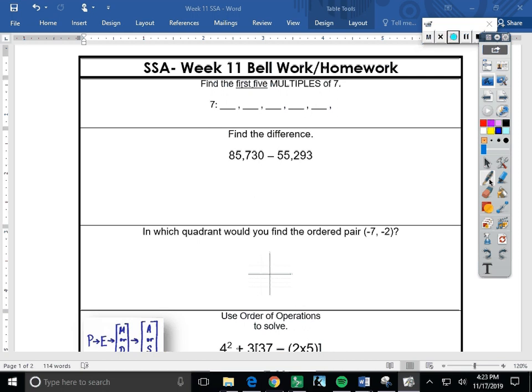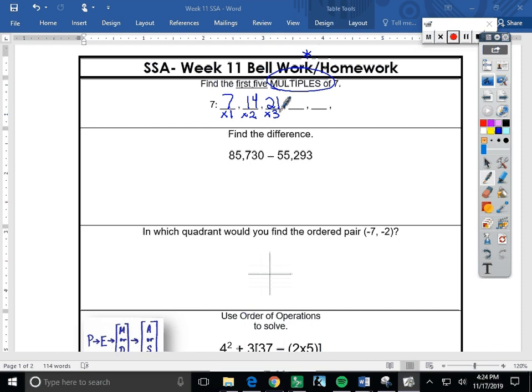The first problem says, find the first 5 multiples of 7. Well, when I'm thinking of multiples of 7, I recognize that word sounds kind of like multiply. And that's exactly what I want to do. I want to think about my 7s as multiplying. So 7 times 1 would get me 7, and 7 times 2 would get you 14, and 7 times 3 would get you 21. And I'll let you continue that idea.